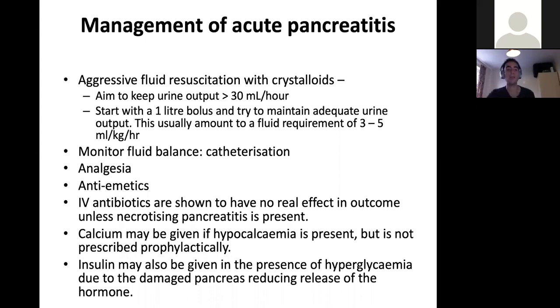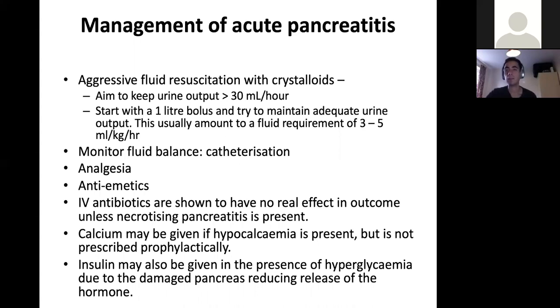And whenever you need to give lots of fluids, you need to be thinking, I need to be measuring what's going in and what's coming out. So essentially, patients need a catheter, and we normally ask for an hourly fluid balance, essentially wondering how much you're giving them, how much they're taking orally, how much they are peeing or vomiting as well.